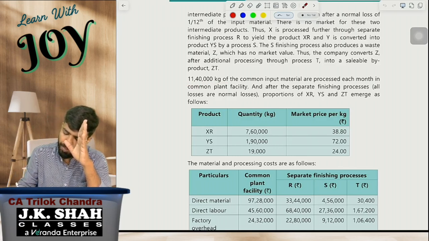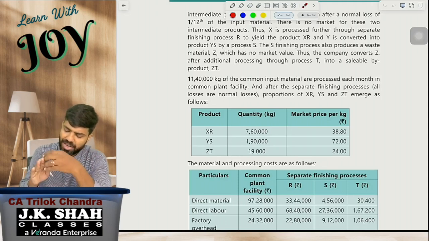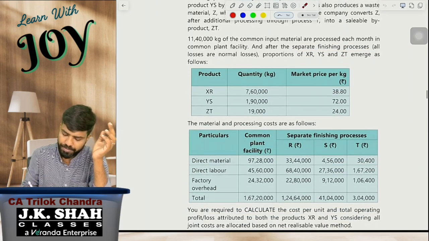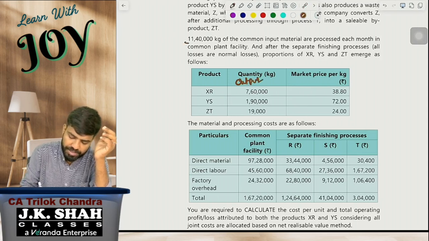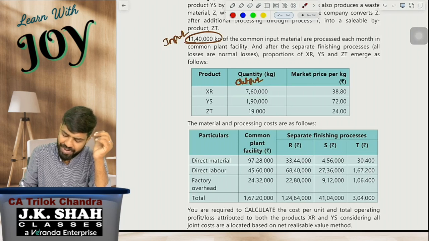Input materials are processed each month in a common plant facility, and after the separate finishing process, all losses are normal losses. Proportion of XR, YS and ZT emerge as follows. XR, how many units are we getting as output? This is the output, and this is the input. Output is 7,60,000 kgs of XR, 1,90,000 kgs of YS, 19,000 kgs of ZT.